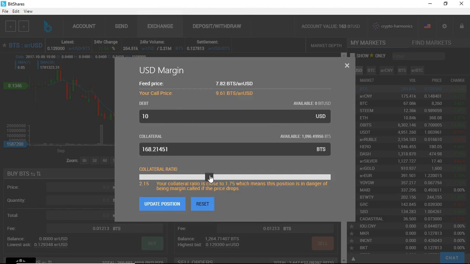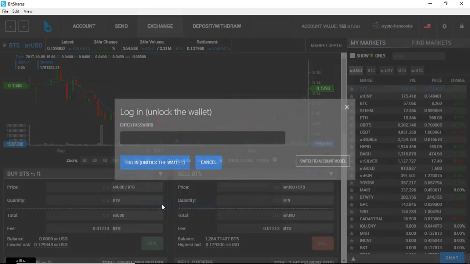So it will tell you here, you can drag down on this bar if your collateral is insufficient, and then it'll turn yellow and tell you your collateral ratio is close to 1.75, which means this position is in danger of being margin called if the price drops. So you want to have sufficient collateral, because if things get too choppy, you could get margin called and they'll liquidate your position. So let's say I want to do 2.5. I'm comfortable with that. I could do 2.25, but let's just collateralize it a little bit more, so I've got some cushion in there. So you can see here, I need 195 Bitshares, and I would still have over 1,000 Bitshares available. So let's buy $10 worth of bitUSD.